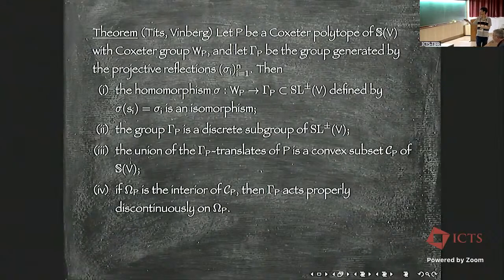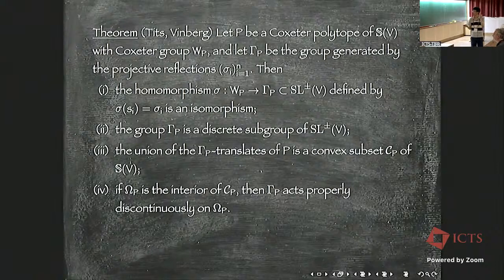This is quite a non-trivial fact, but in any case, the theorem says that the union is convex. Moreover, if you consider the interior of this convex set, which I will denote by omega P, then this group, which I will call the reflection group, gamma P, acts properly discontinuously on this omega P.